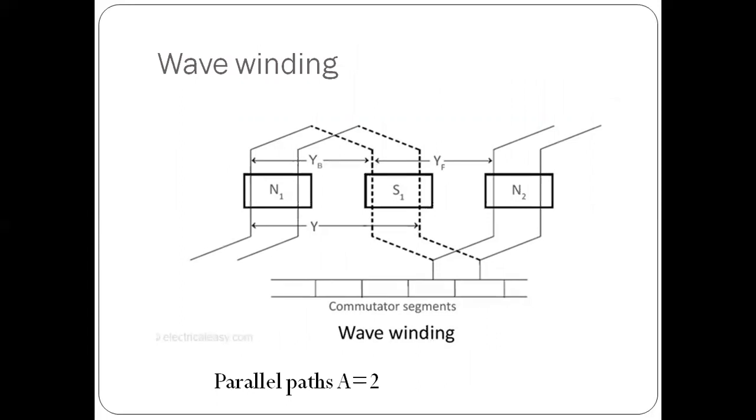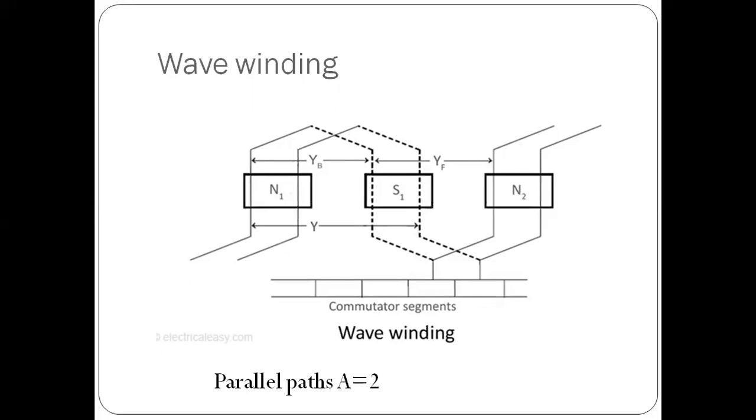Like a wave, it will not come back, right? It will always progress like that. That's why it is called wave winding. Winding always travels in a progressive manner. Here, the total number of conductors is divided into parallel paths. The parallel paths are only two. In one slot we have to place only two conductors, two parallel paths. That is the restriction in the case of wave winding. So the number of parallel paths is two.